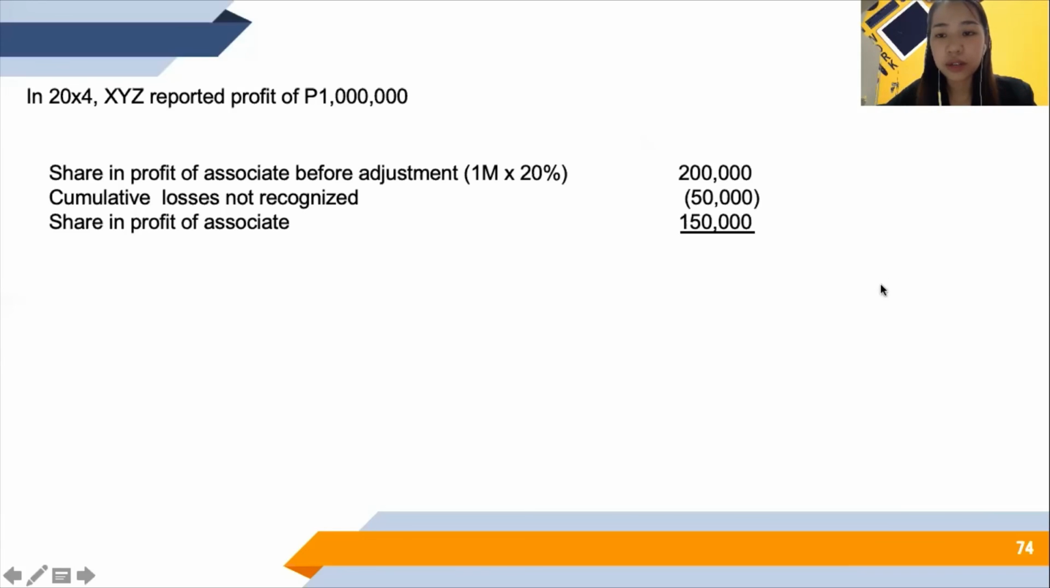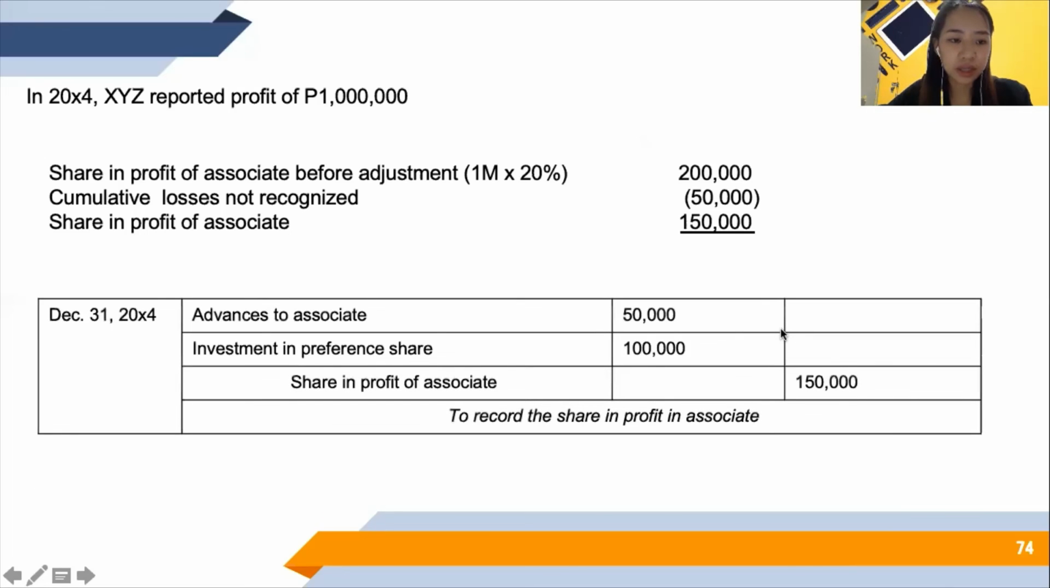So yung entry to record the profit in December 31, 20X4: debit advances to associate 50,000, debit investment in preference share 100,000, credit share in profit of associate na 150,000.